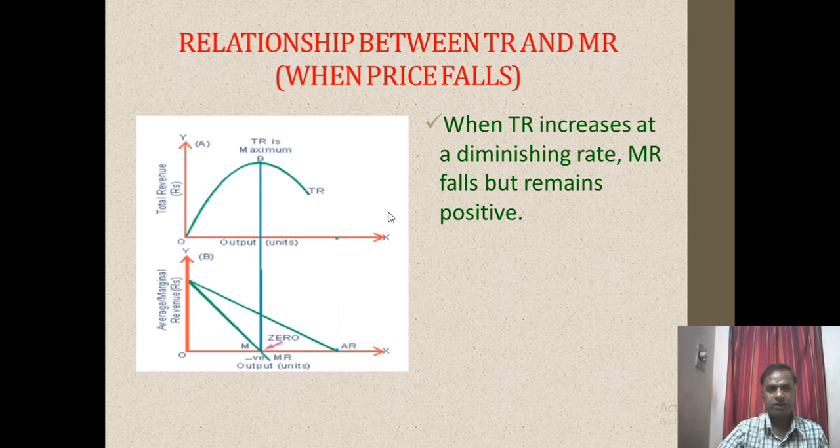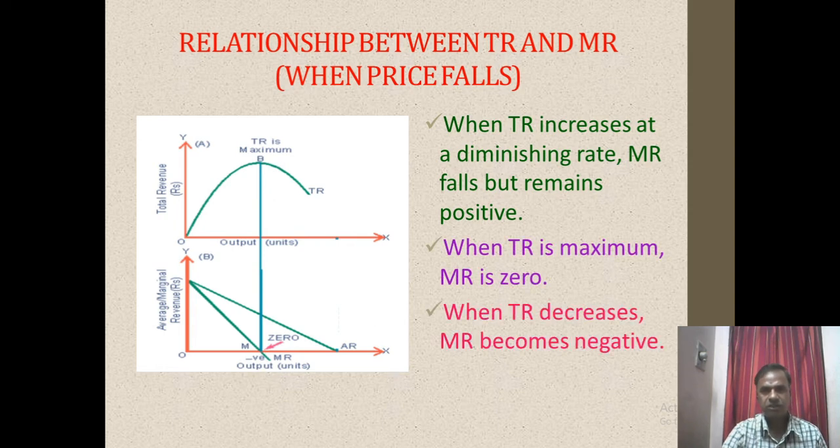Second, when TR is maximum, MR will be 0. Third, when TR falls, MR will be negative. Again I am repeating. When TR increases at a decreasing rate, MR falls. Falls means even negative is a fall, but here we say it falls but stays positive. When TR is maximum at B, MR will be 0. When TR falls, MR will be negative. These are the 3 relationships between TR and MR.